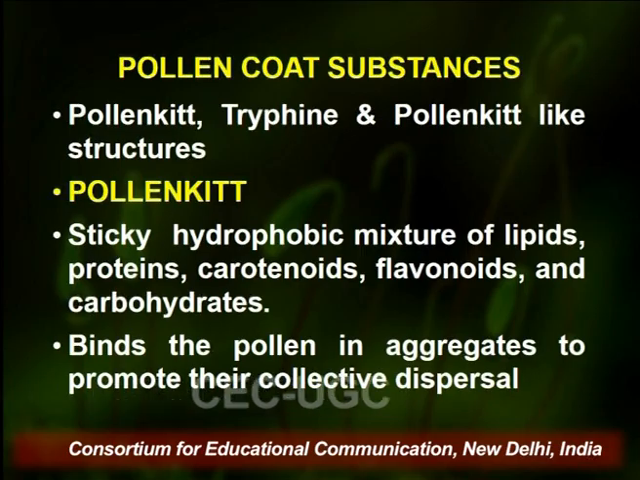Now apart from intine and exine, that is the two wall layers of the pollen, there are pollen coat substances which are present outside the exine. They can also be present all over the exine, and they can also occupy spaces which are present on the surface of the exine. So these pollen coat substances are of three types, that is pollenkitt, tryphine and pollenkitt-like structures. Now we will take these one by one.